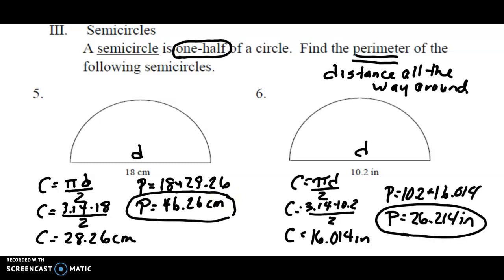Okay, so hopefully you saw that the diameter here was 10.2, and we are finding half of the circle's circumference. So you use C equals pi d divided by 2, and you got 16.014. Again, that is this curved side. And then when we do the perimeter, we add this 10.2 plus this 16.014, and you got 26.214 inches.